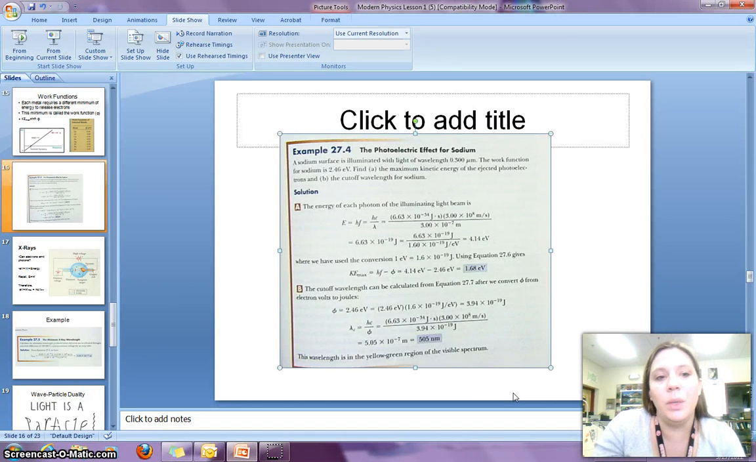So in the next lesson, we're going to be talking about Compton scattering, and that is what Einstein used to prove that photons had momentum.